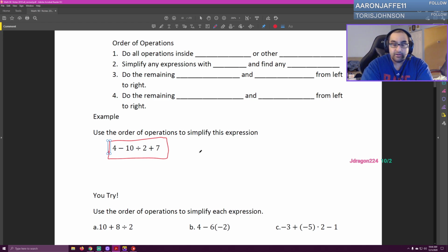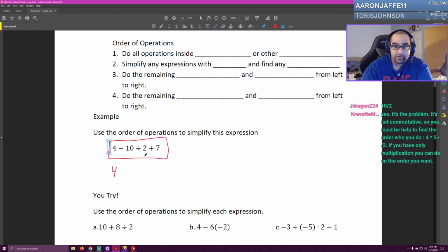Yeah, that's right. So actually take the sign here, J Dragon, as well. So you have minus 10 divided by 2. So we're going to do the 4, and then we'll have the 4 and the 7 here.